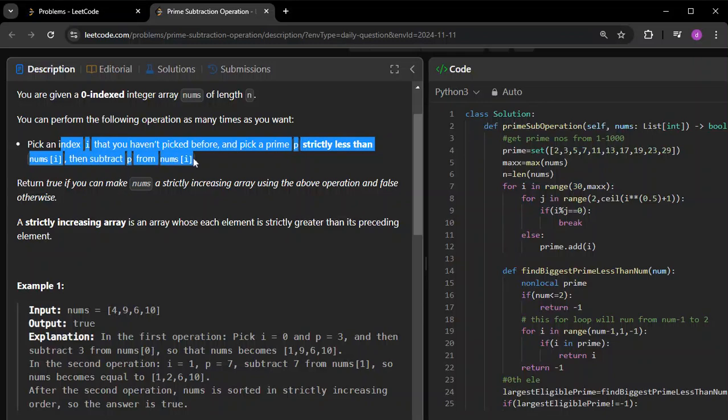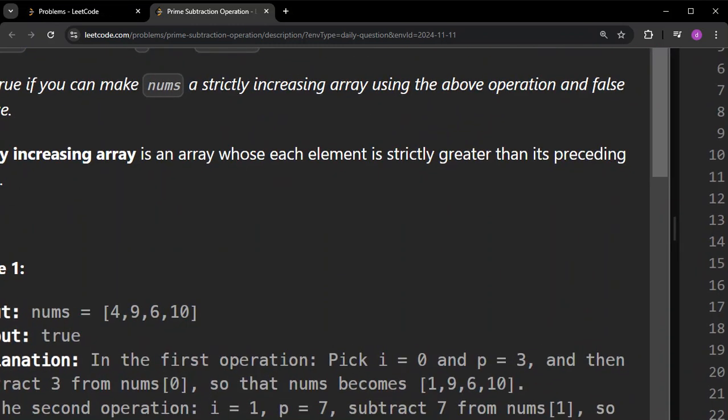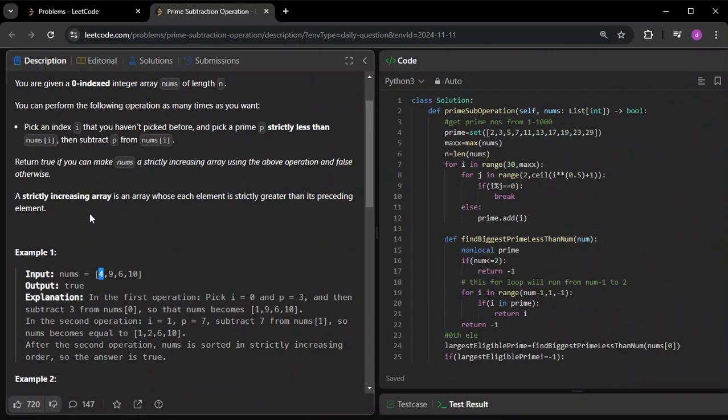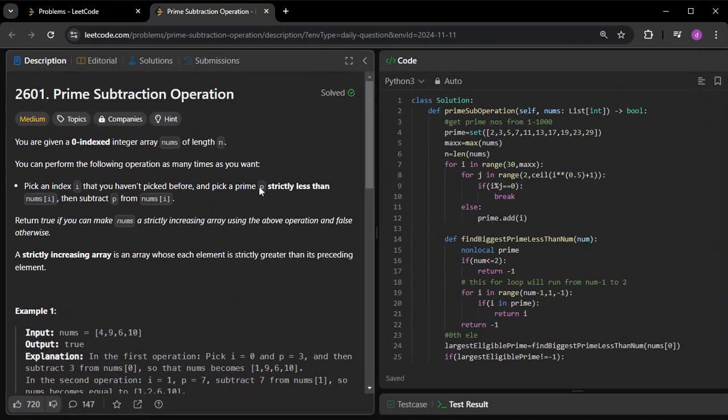You either can apply this operation or you need not apply it. There is no compulsion here, it is optional. If you want to apply it, you can. If this is not possible, for example, let us say the number is 2, then you cannot subtract a prime from it, because the smallest prime number itself is 2, and the condition that they've given is p should be strictly less than nums[i]. So if nums[i] is 2, you cannot subtract anything from it. That means this operation is optional.